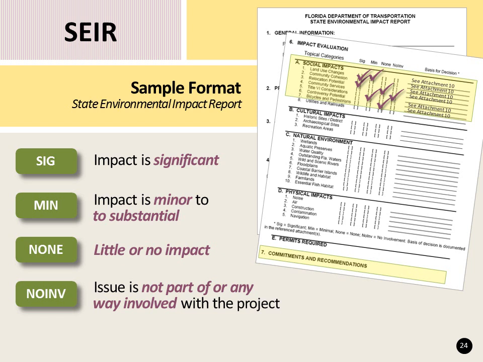For issues that potentially exist but would have little or no impact, mark the column labeled None. If there is a potential impact that ranges in magnitude from minor to substantial, mark the column with the abbreviation for the word minimum and provide supporting documentation. If a potential impact is significant, mark the column labeled with the abbreviation for significant and provide supporting documentation. In the Commitments and Recommendations section, discuss any project commitments made in coordination with the community.